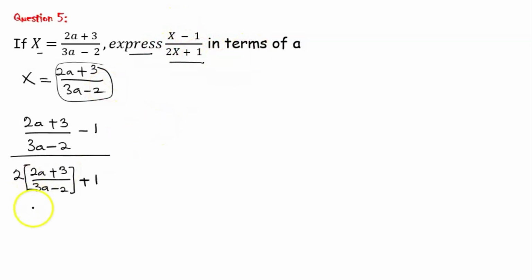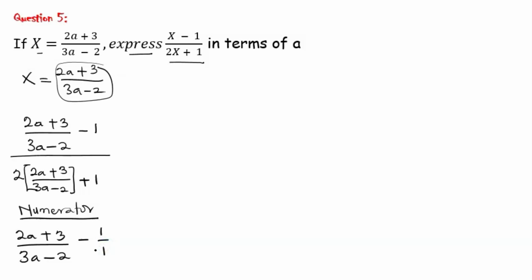All right, so I think it's better for us to take it one after the other. Let's look at the numerator. When we simplify the numerator, we then come and look at the denominator. So the numerator is 2a plus 3 divided by 3a minus 2 minus 1 over 1. So it's the same. Okay, so what do we do? We find the LCM. So let me transfer it up here. Let me just divide this.